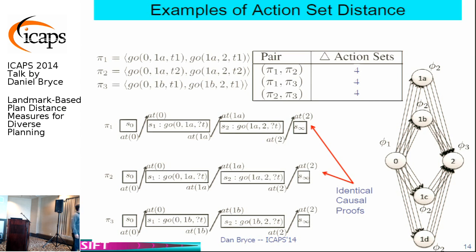So here I have this T1 and T2. You can lift that out of the causal proof. So that basically it's just some truck. And those causal proofs become identical.